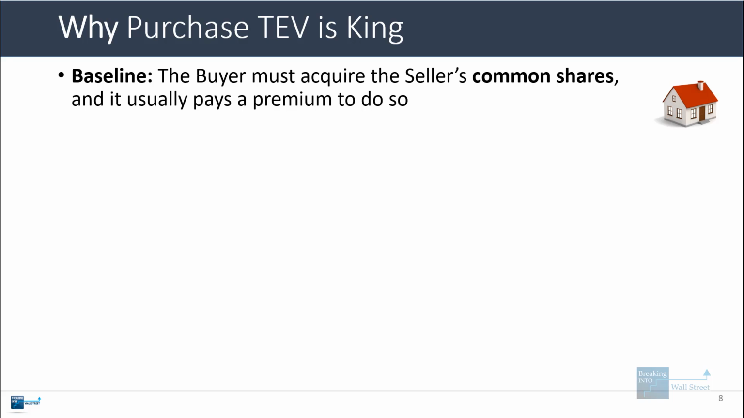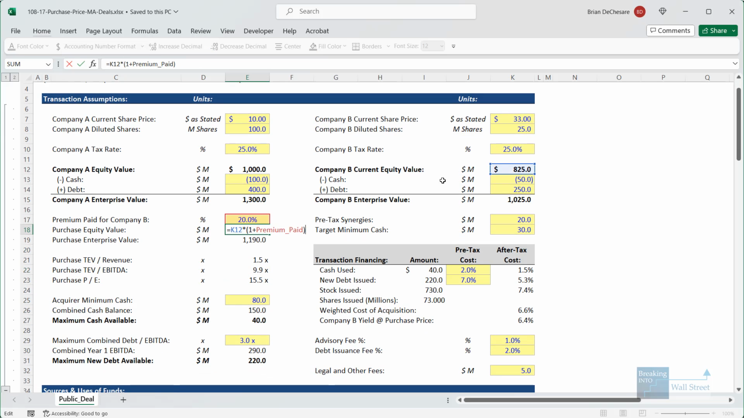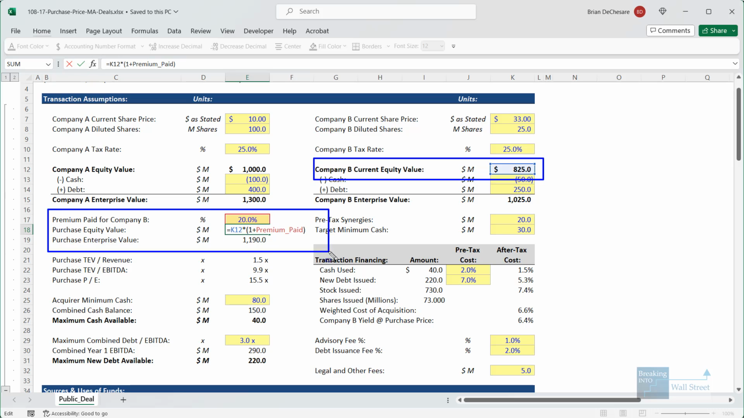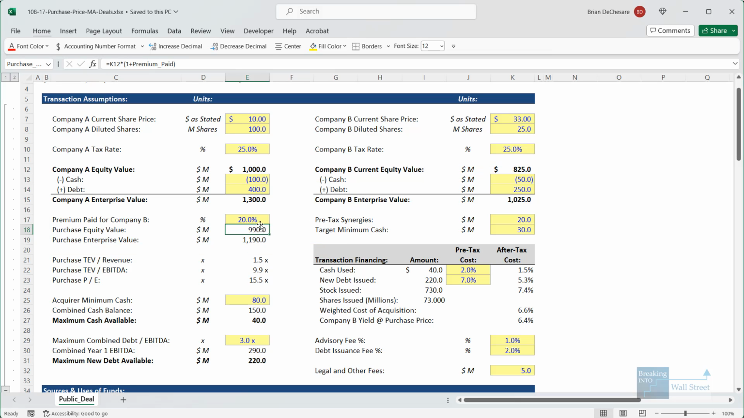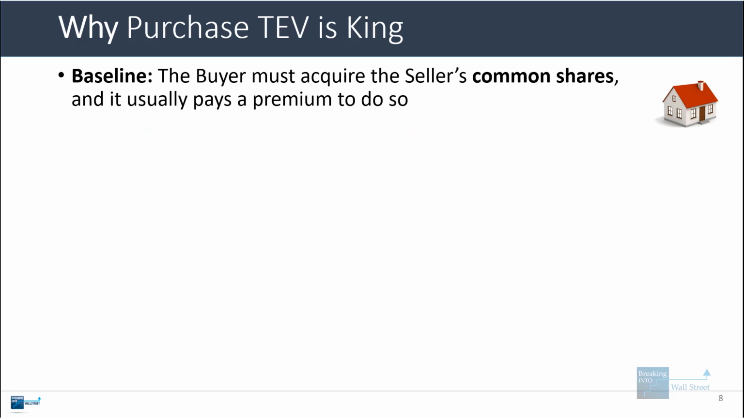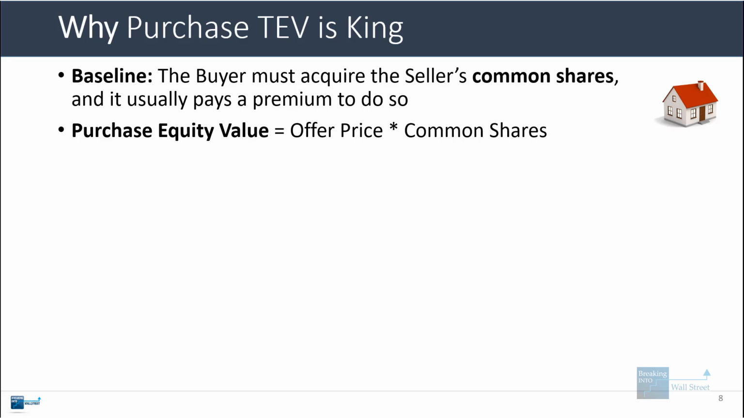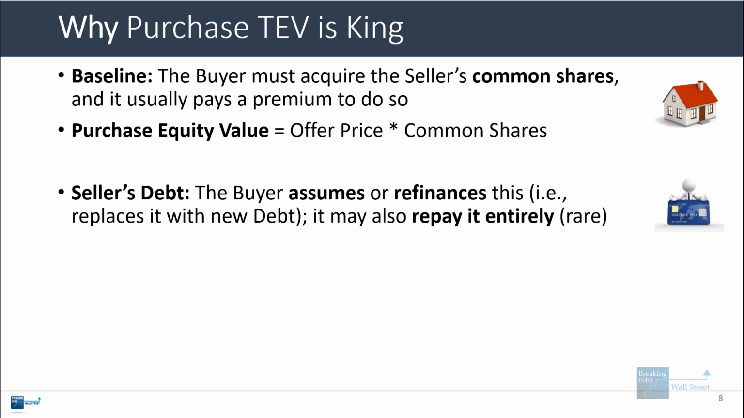As a baseline assumption, the buyer must pay to acquire the seller's common shares, and it usually pays a premium to do so. If you pull up the Excel model we're using here, you can see that company B, the seller, has an equity value of $825 million, and company A, the buyer, pays a 20% premium to acquire company B. So this is the baseline. This is the purchase equity value, and it's around $990 million here.